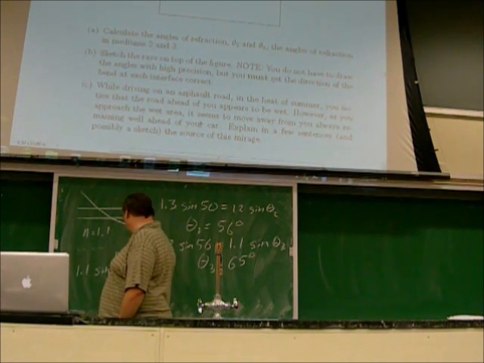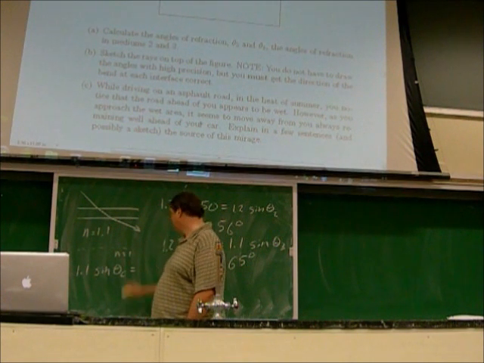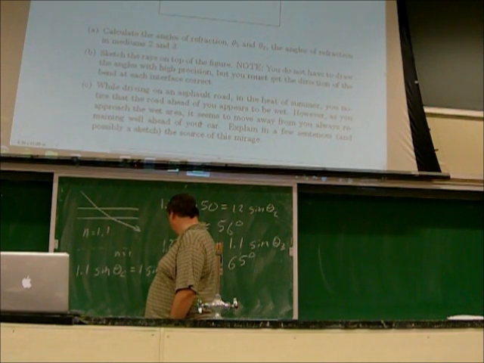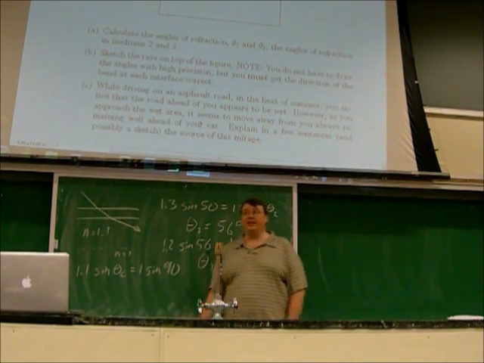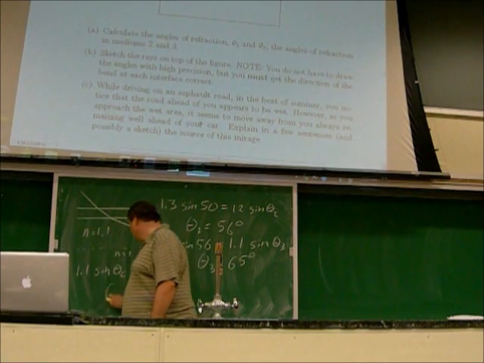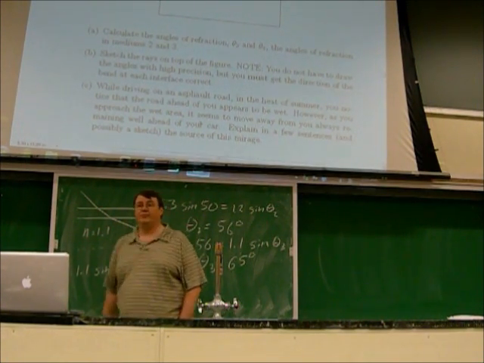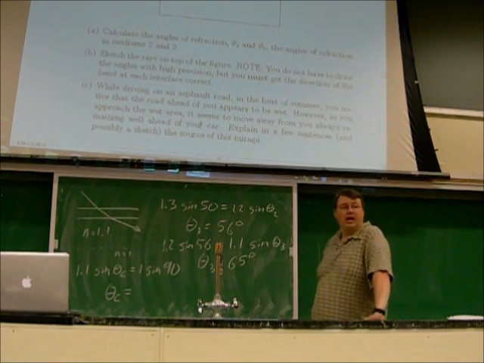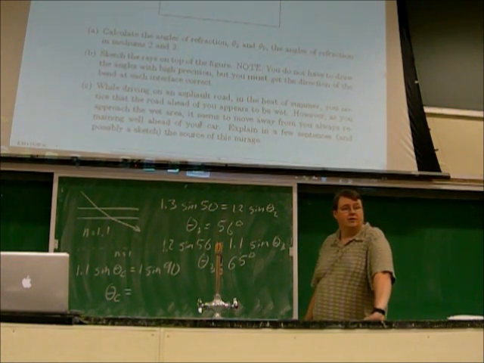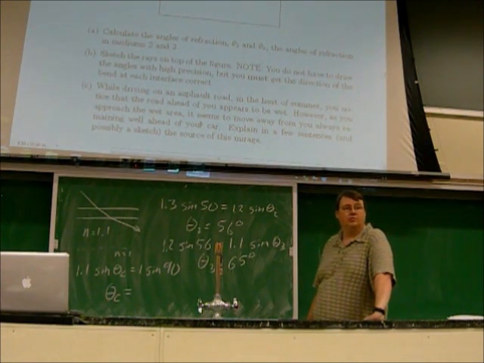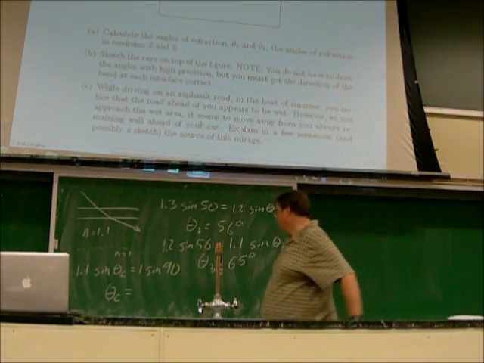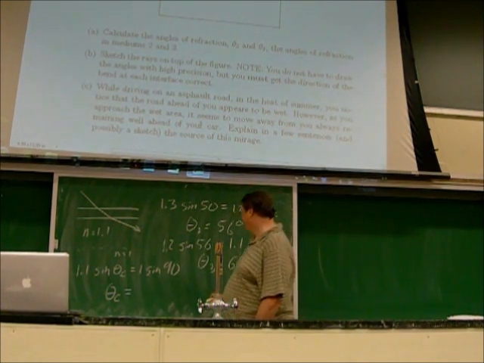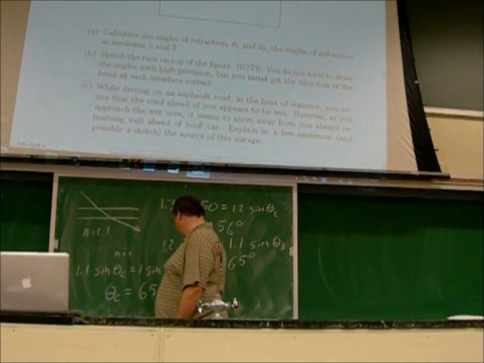1.1 sine theta critical is 1 sine of 90. Sine of 90 is 1, so theta critical is how much? Give me an angle. 65 degrees. Is it 65? Wow, no. What is it? About. Yeah, it is 65. Whoa.